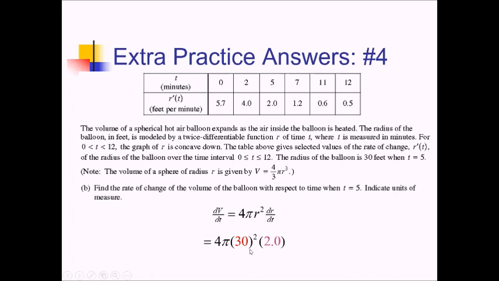If you do multiply this out, well, let's see, 30 squared is 900 times 4 pi, that's going to be 3600 pi, times 2, now you have 7200 pi. But really, whether or not you simplify, the most important part of this is the units. What units should this be in? Well, we're finding dV over dt.